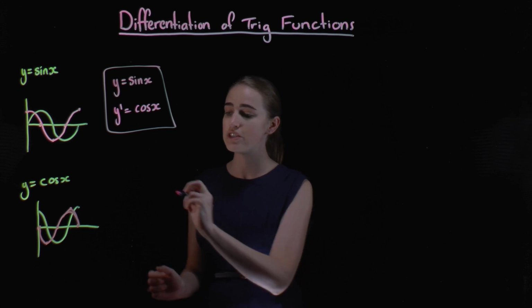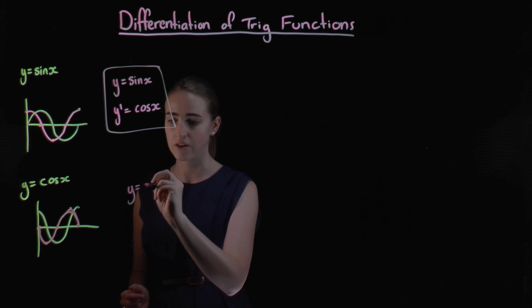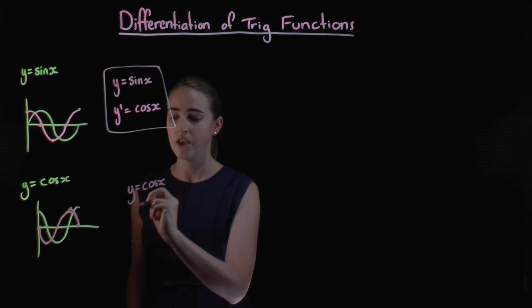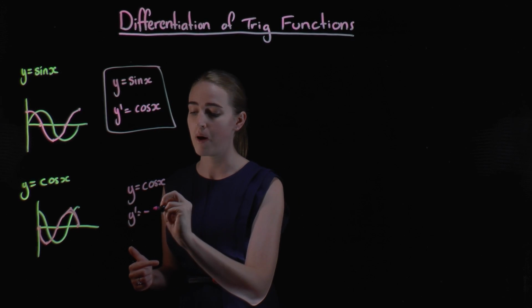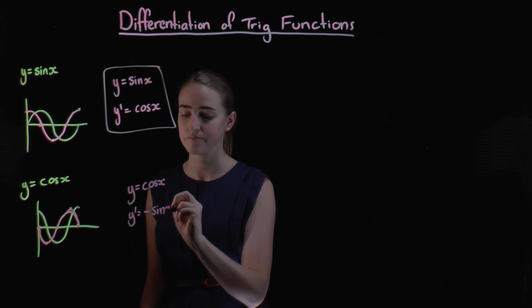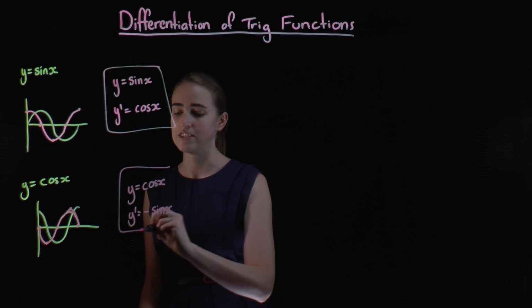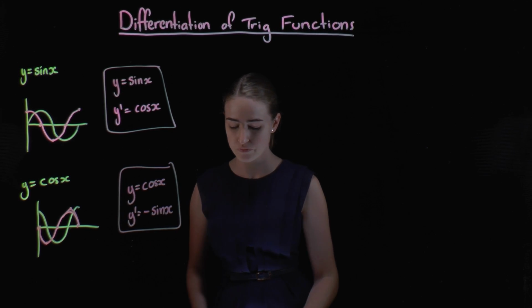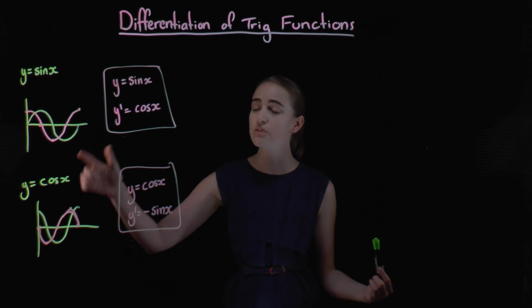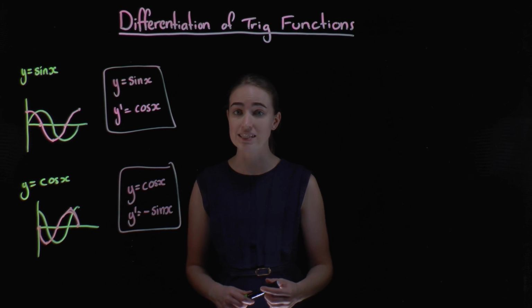So that means that when we differentiated cos, so we started with y equals cos x, we didn't end up with sine, we ended up with minus sine x. All right, so that's our second differentiation rule that we need to know. So we've got sine, we've got cos. Now we need to have a look at tan.